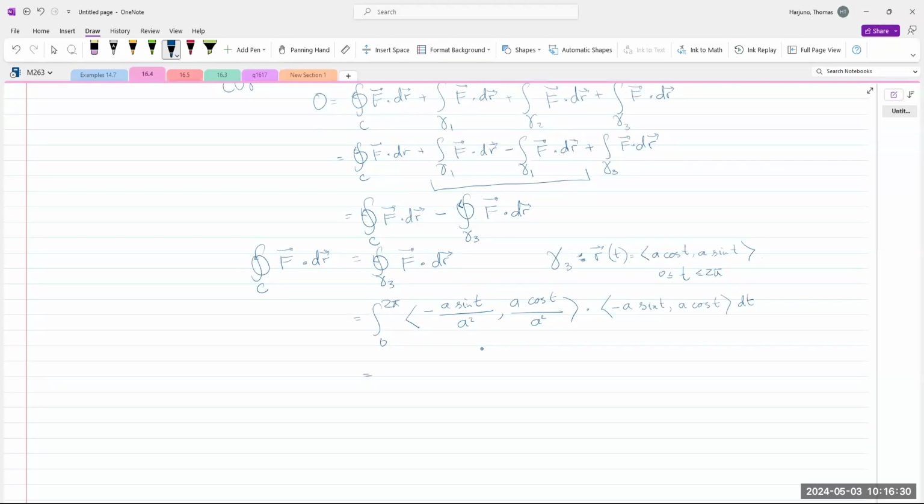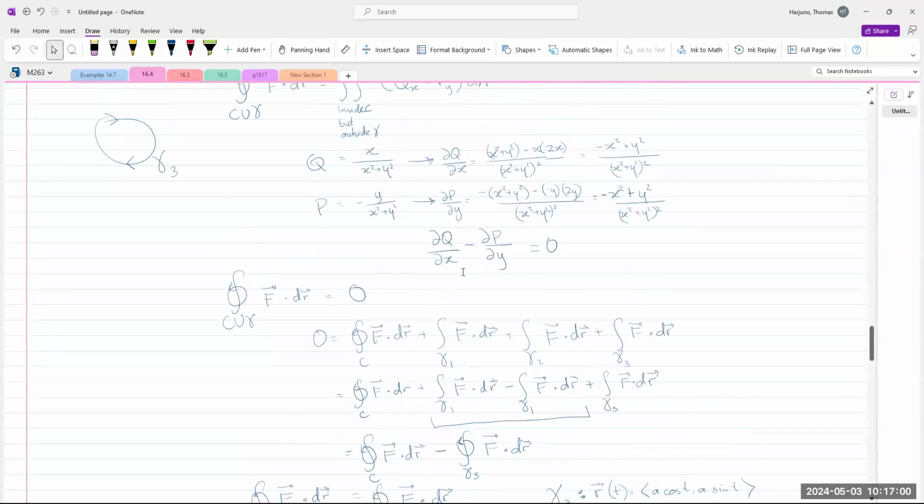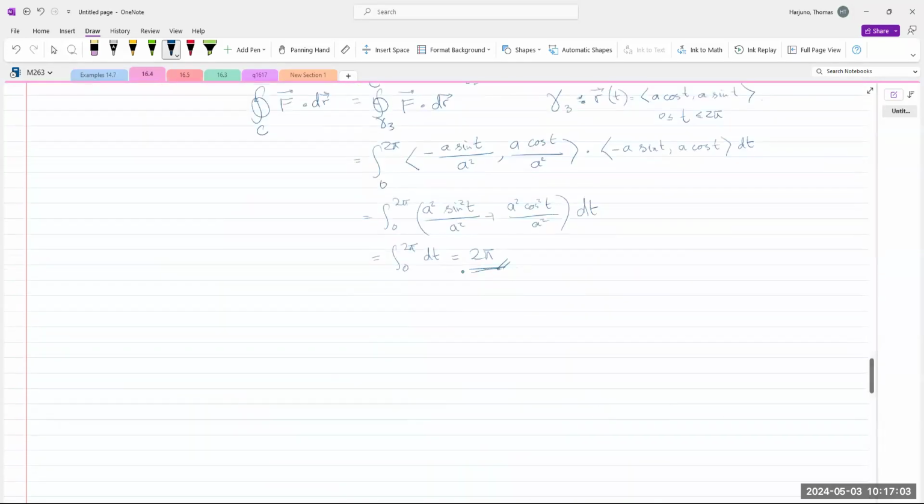But this gives us the integral from 0 to a of a squared sine squared t over a squared plus a squared cosine squared t over a squared dt. Now you will see the integrand is basically 1, and this equals 2 pi. Okay, which, if you think about it, it's basically saying the following.